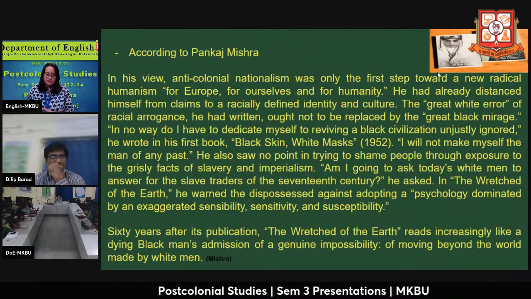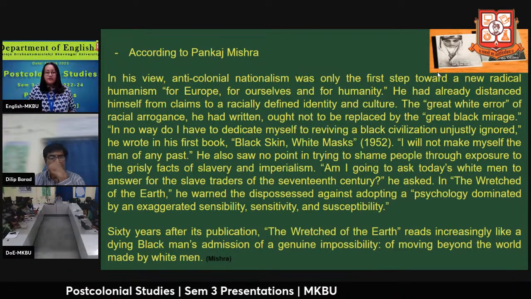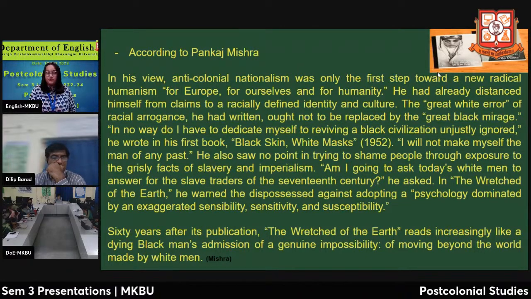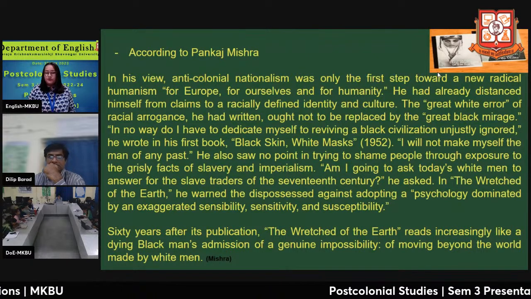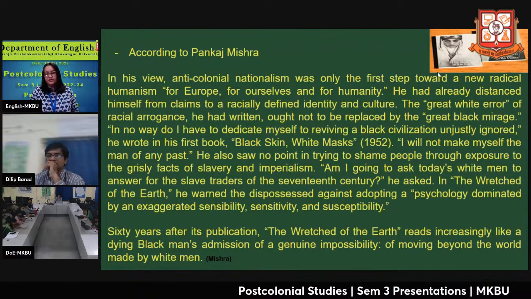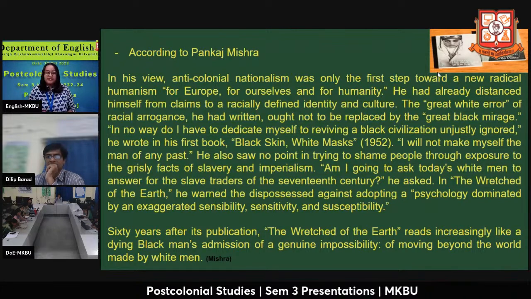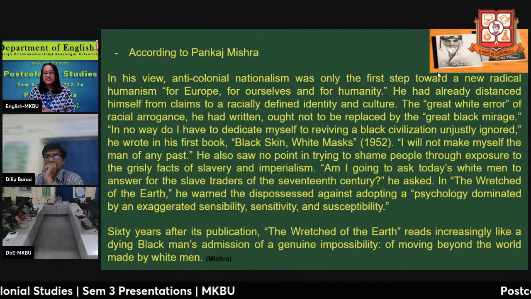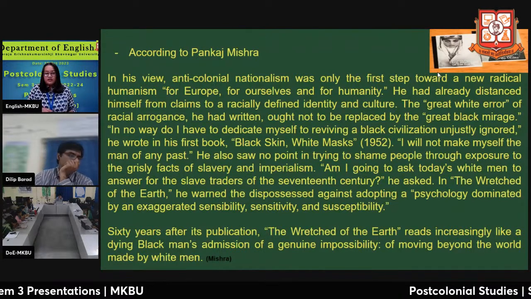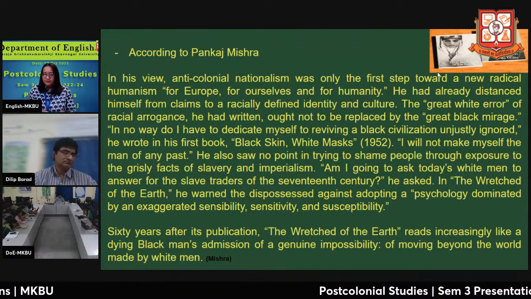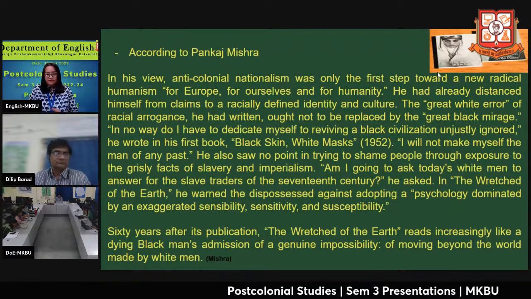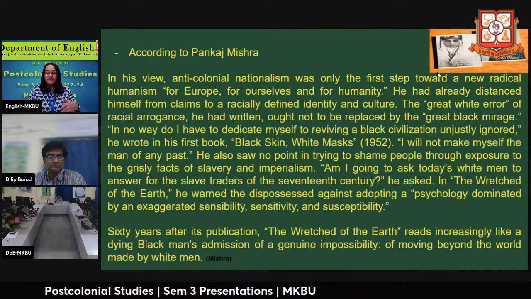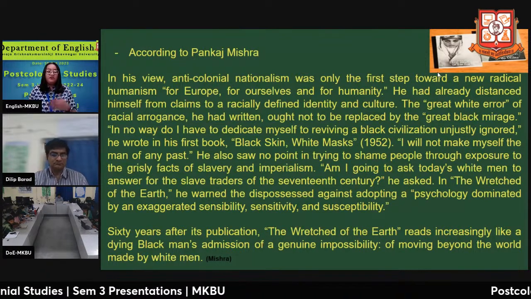According to Pankaj Mishra, in his view, anti-colonial nationalism was only the first step towards a new radical humanism for Europe, for ourselves, and for humanity. He had already distanced himself from the claim to a racially defined identity and culture. In Black Skin, White Masks, which was published in 1952, Frantz Fanon said, "I will not make myself the man of any past."